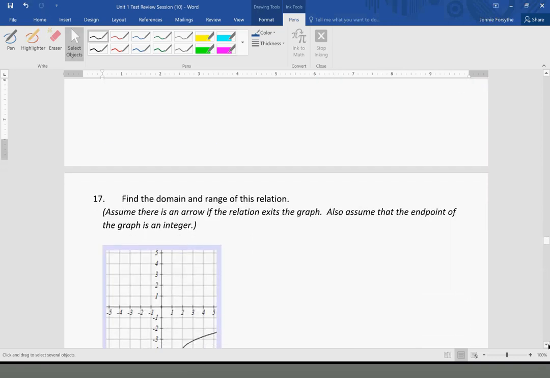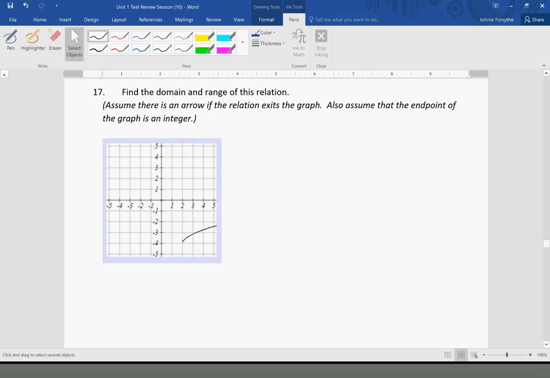Okay, 17. Let's practice one more time. Find the domain and range. So these graphs in MAT1033C look weird for some reason. That's why we have that extra note here. So assume there is an arrow if the relation exits the graph. So think of that as an arrow. And then also assume that the endpoint is an integer. That basically means that the endpoint is right there at 2, -4.